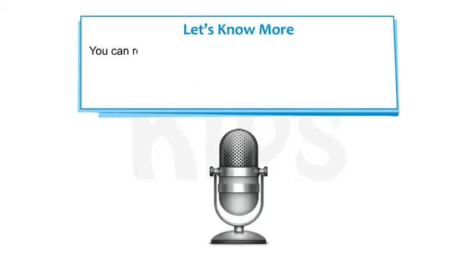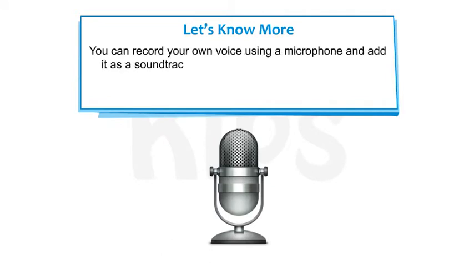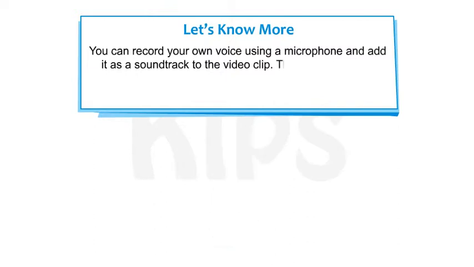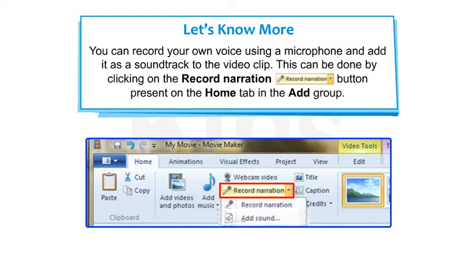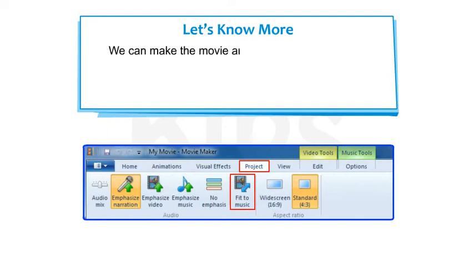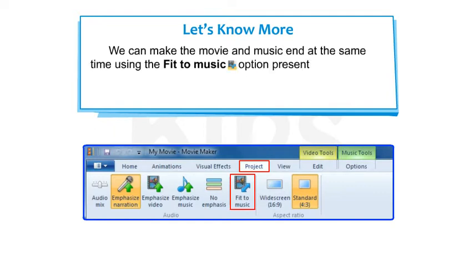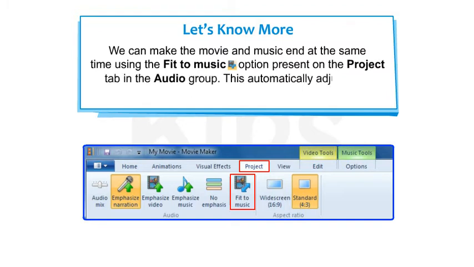Students note that you can record your own voice using a microphone and add it as a soundtrack to the video clip. This can be done by clicking on the Record Narration button present on the Home tab in the Add group. Students note that we can make the movie and music end at the same time using the Fit to Music option present on the Project tab in the Audio group. This automatically adjusts the duration of videos and photos as per music.